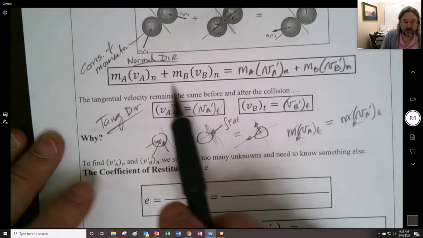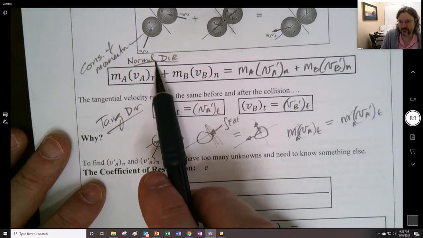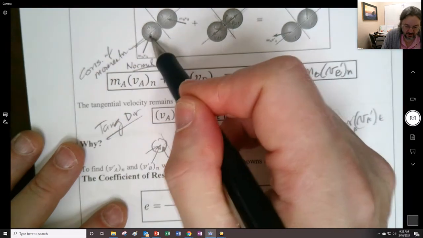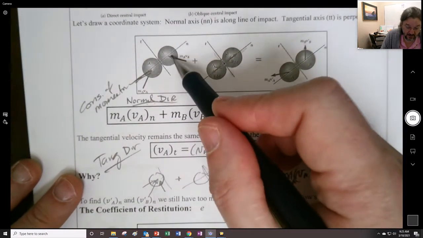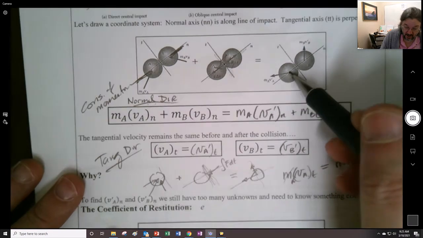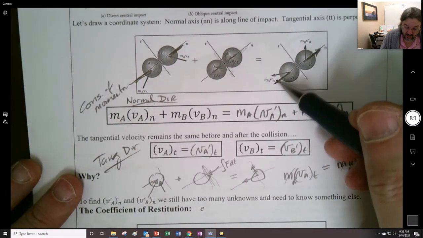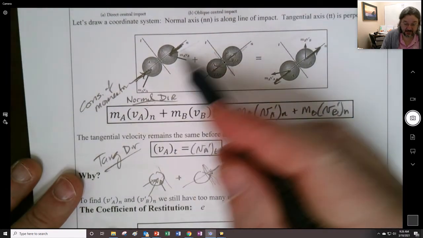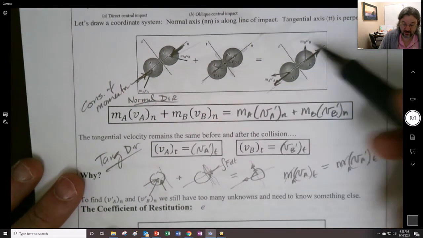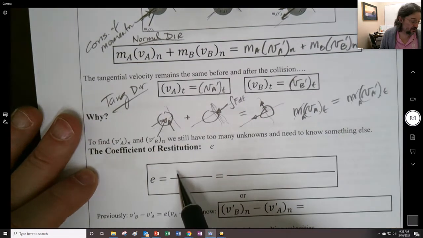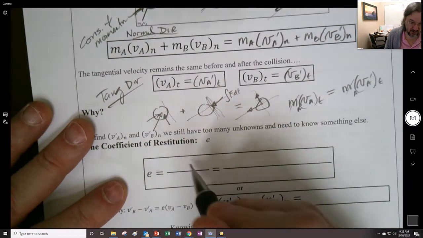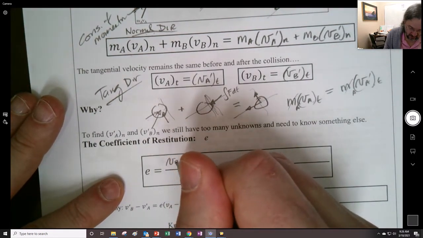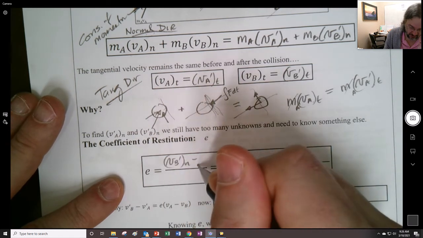So what we do now is we isolate these and treat them as two different things. The normal direction is just like the two balls coming toward each other. The only thing that matters is the normal components, and then they rebound in the normal direction. So we're able to see this as just a direct impact in the normal direction. So when we get down to here, we can slightly change our coefficient of restitution to now be specific to the normal direction.